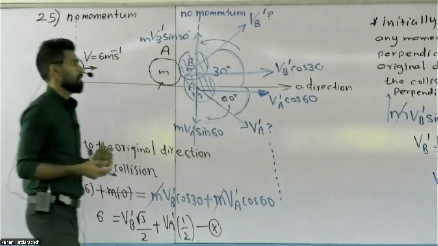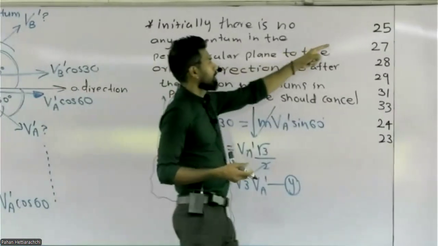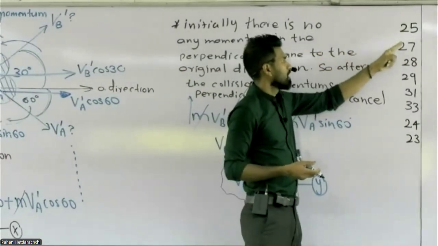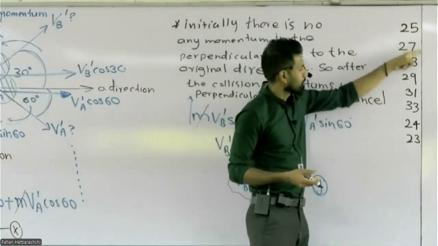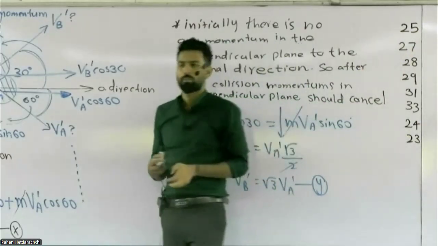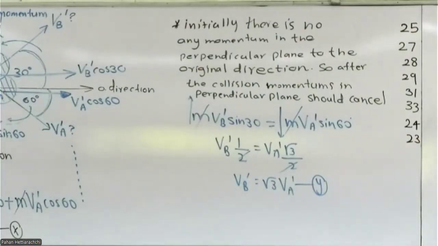Okay. This is the 25th question. 27, 28, 29. Don't wait until I come. You have to go through all these. I will solve them one by one. Meantime, you have to pass me and move forward with these other questions: 27, 28, 29, 31, 33, 24, 23. I'll solve them one by one. Meantime, you have to pass me and continue with these questions.